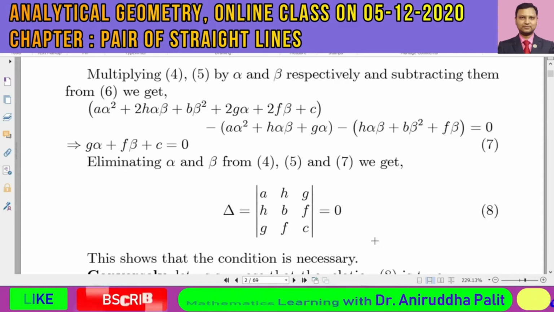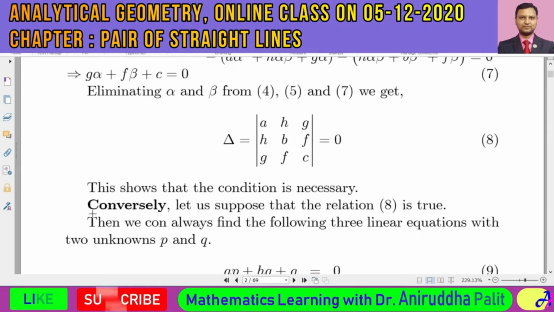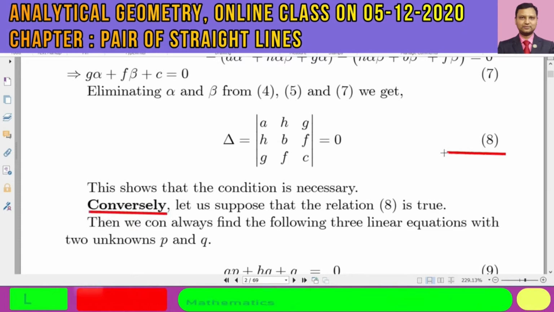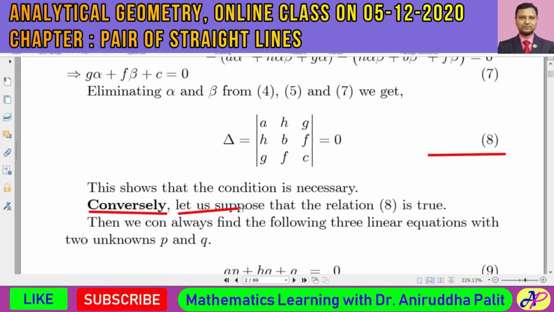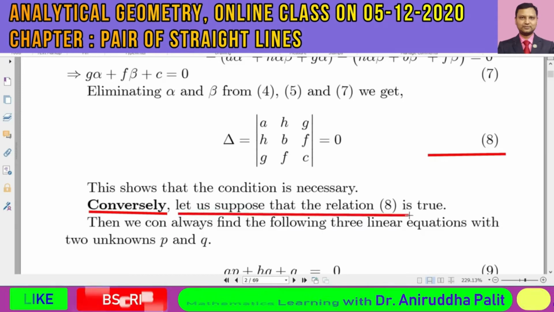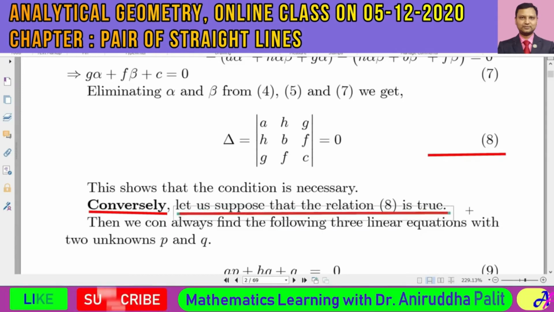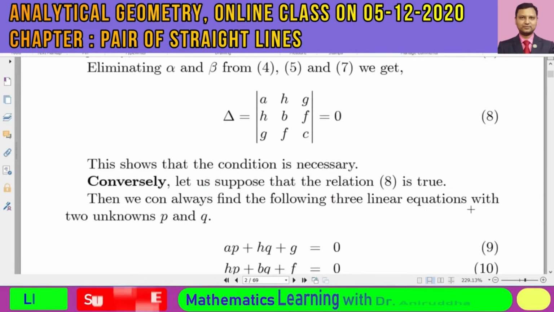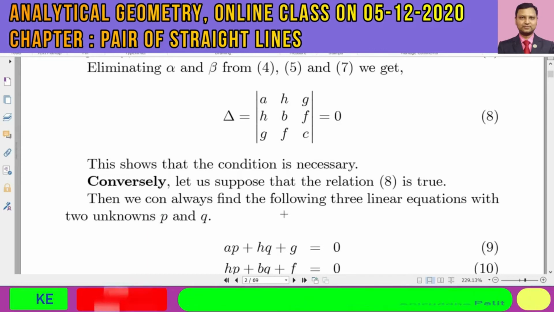And now the converse portion. Let us consider the converse part, that means the opposite proof. So we will have to assume that equation number 8 is true. That's why we suppose that relation number 8 is true. And under this assumption, we have to prove, there is a printing mistake, that we can always find the following three linear equations.